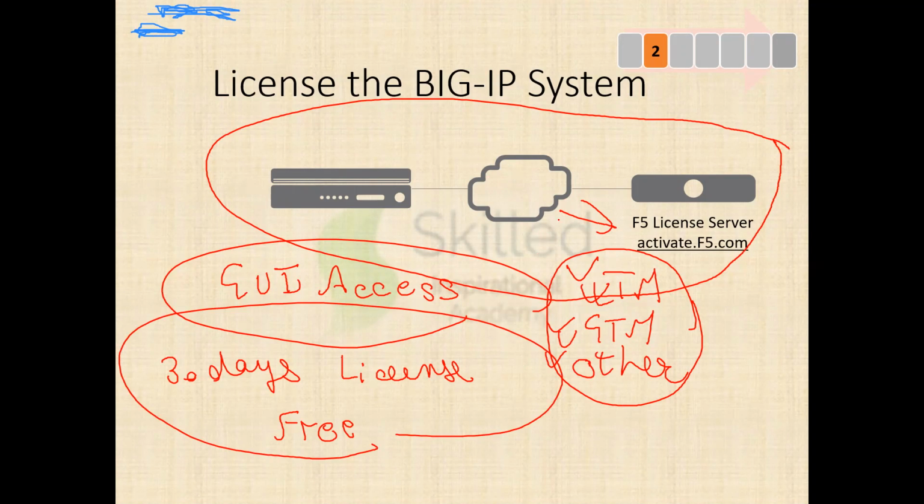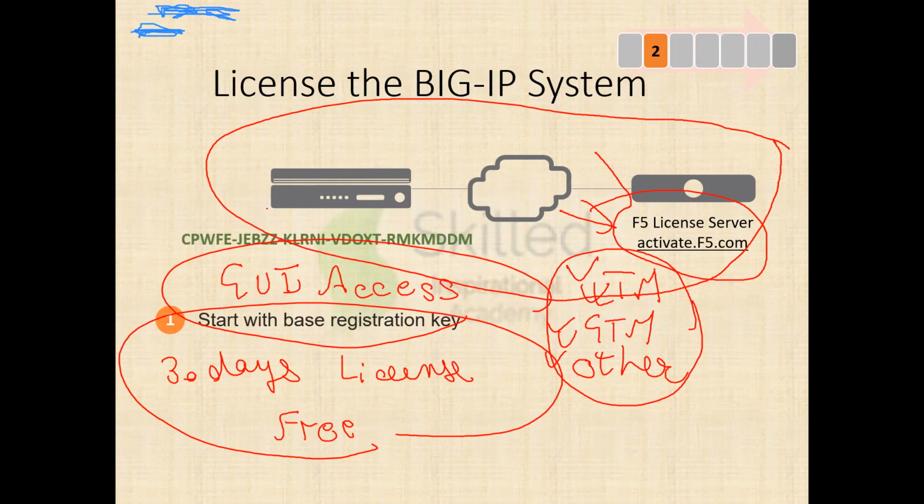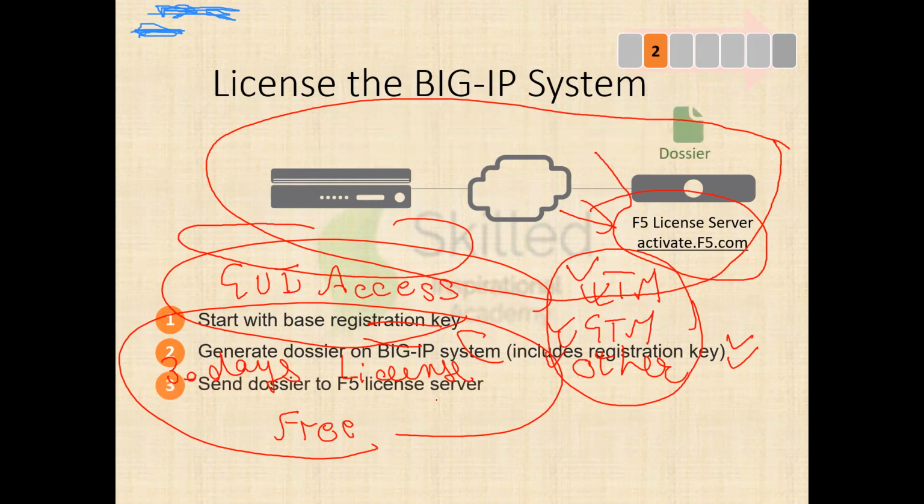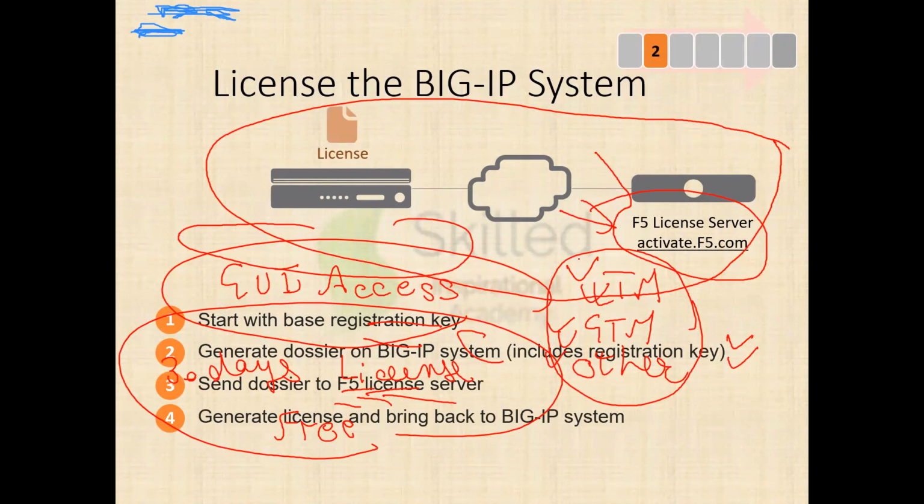So once you get the license, you need to go to the F5 license server, which is activate.f5.com, where you need to paste the key. You will get this key in your email. You can start with your base registration key, then generate your dossier file, which includes your registration key. Then you need to send the dossier. You can just copy and paste it to activate.f5.com, and your license server will give the license to your F5.